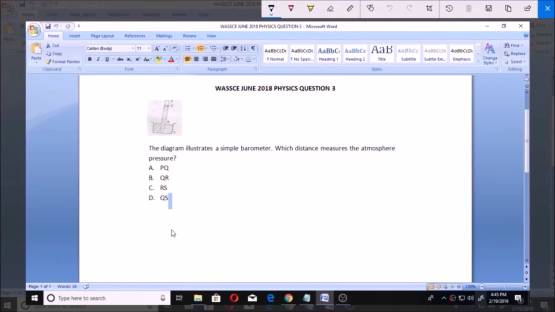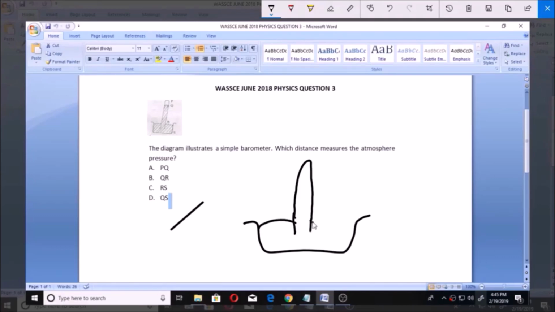So which of them? For us to understand this much better, I'm going to make this very diagram again, and it's basically something like this, with an inverted tube, then you're going to have the mercury.